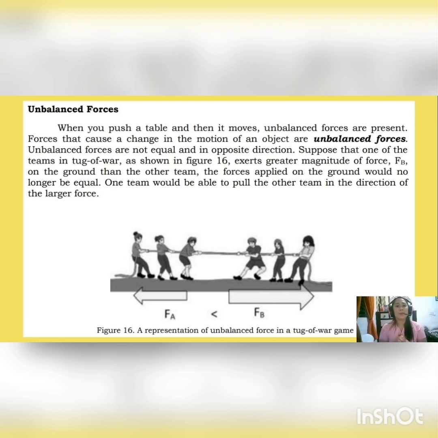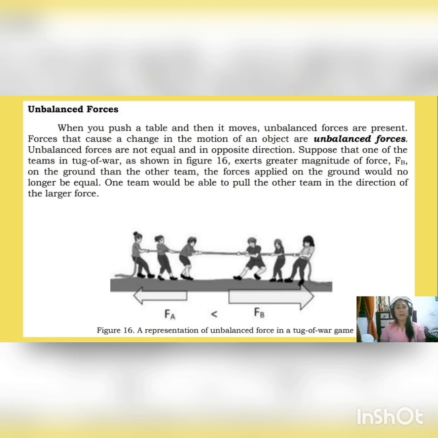So, suppose that one of the teams in tug-of-war, as shown in figure 16, exerts greater force, which is the FB, on the ground than the other team. The forces applied on the ground would no longer be equal. So, hindi na sila ngayon pantay. Even if the directions are opposite, the magnitudes now are not equal. Okay? One team would be able to pull the other team in the direction of the larger force.